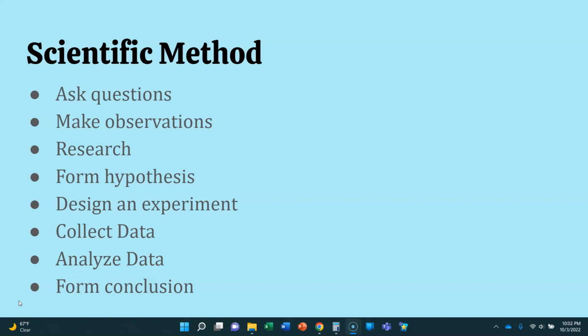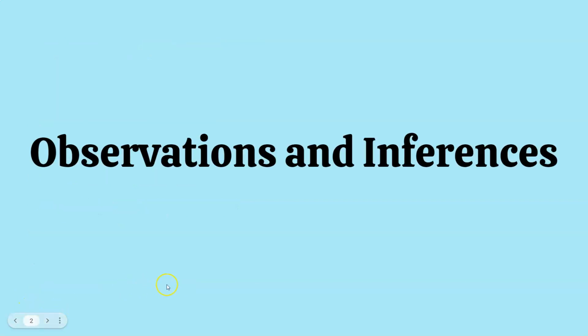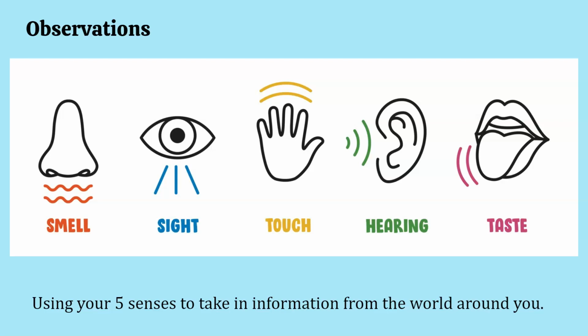But our focus today is going to be on this idea of observations. So we need to think about observations in terms of what they are. So we want to talk a little bit more about observations and inferences and the differences between those two. So observations are things that we do using our five senses: smell, sight, touch, hearing, and tasting.